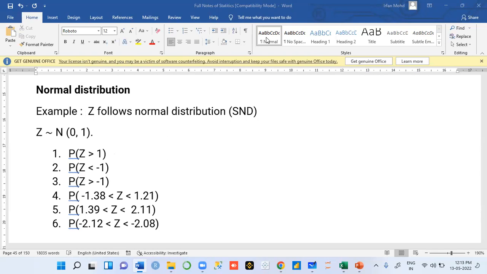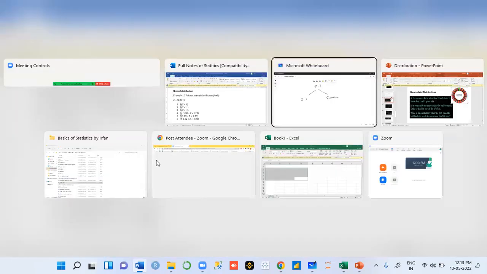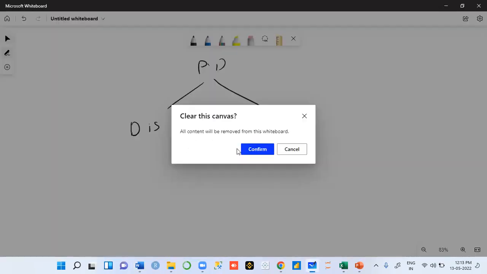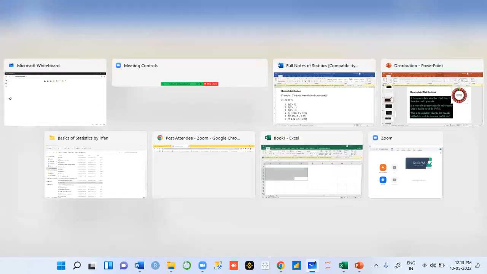Okay, I'll change the screen. Guys, we have normal distribution. I'm first reading you how to read the paper, the table which I've given you, and how to get the probability from the numbers. Okay, so we have normal distribution.